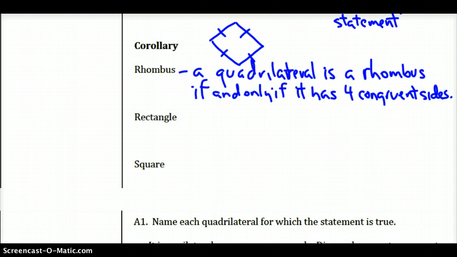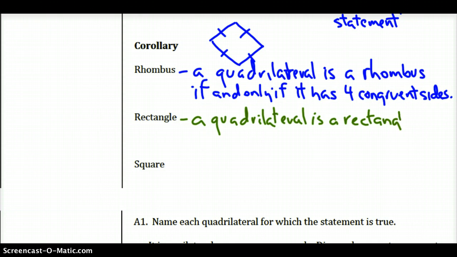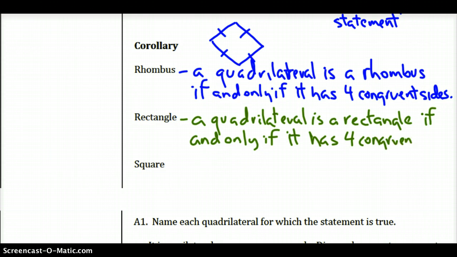Rectangle corollary. We'll say a quadrilateral is a rectangle if and only if it has four congruent angles. Now in this case, congruent will also mean right angles.